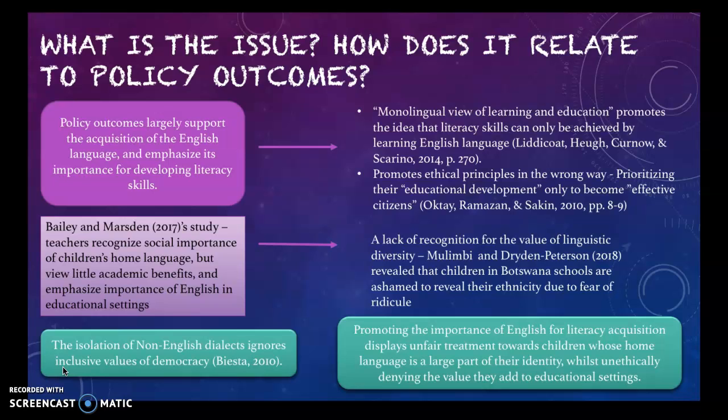So this supports the idea that there will only be effective citizens in Australia if they learn English, and by prioritizing their educational development only in learning English to develop literacy skills, it basically removes links between their own dialect and success, which is unfair and discriminative.